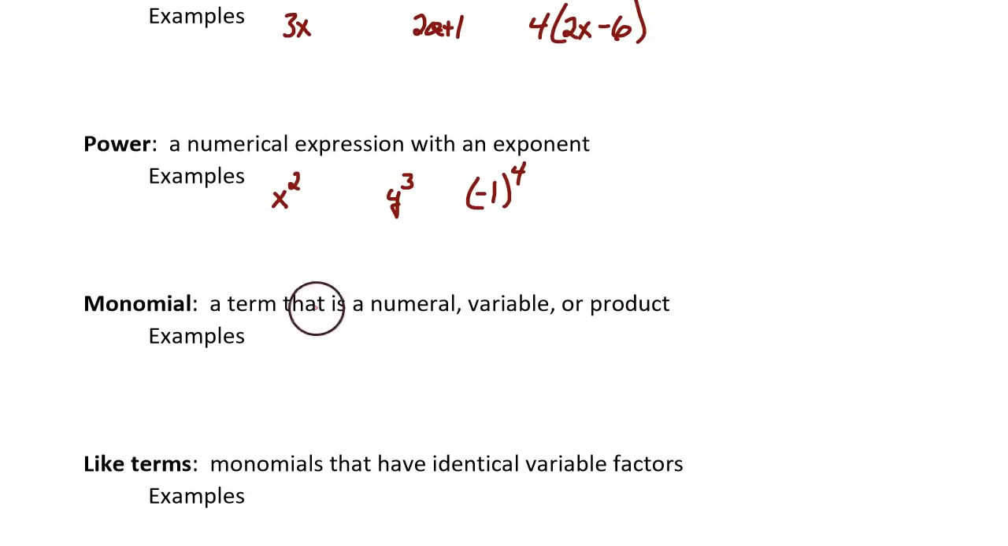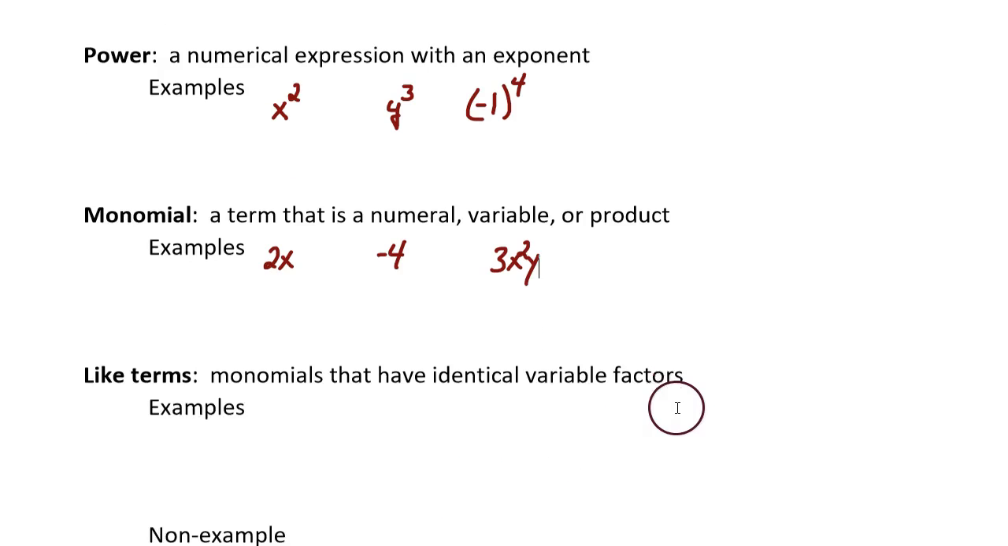Next vocab word to review is monomial, a term that is a numeral, variable, or product. Here are some examples of monomials. 2x. This is a product of 2 and x. -4. 3x squared y. All of these are monomials.